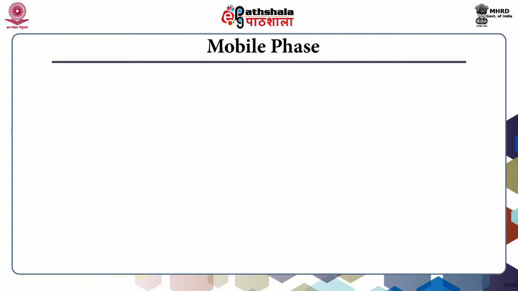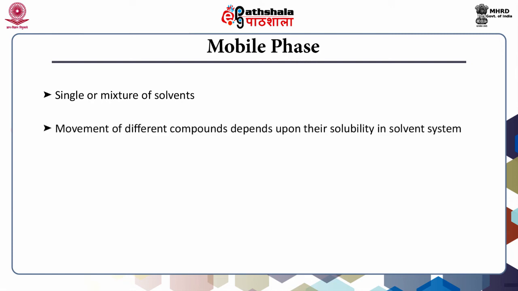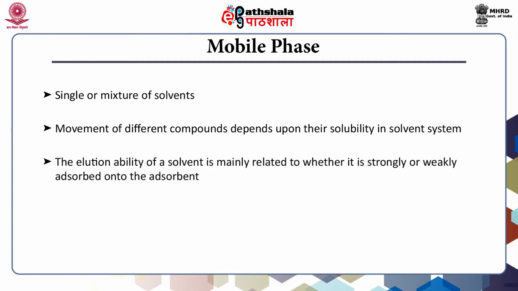The mobile phase for TLC can be a single solvent or, preferably, a mixture of solvents. Since separation depends upon the distribution of compound between the stationary and mobile phase, the solvent should show high selectivity in its ability to dissolve the substances being separated. The movement of different compounds depends upon their solubility in the solvent system. The ability of a solvent for elution is mainly related to whether it is strongly or weakly adsorbed onto the adsorbent.